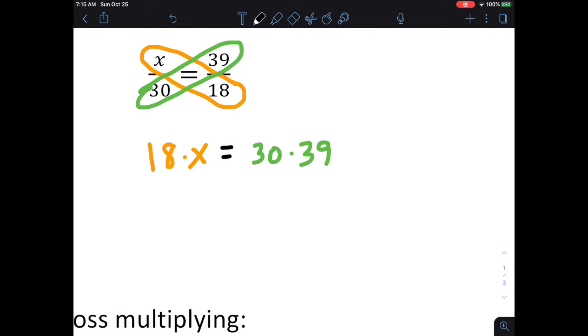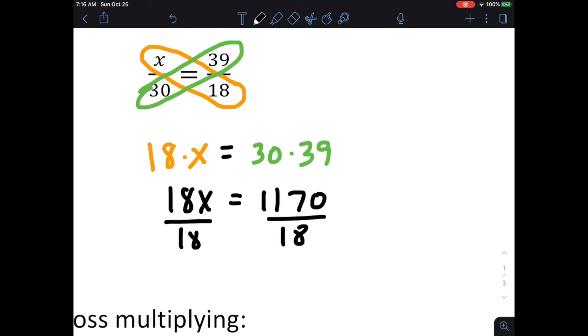Now this one, you might need to grab a calculator. So I'm going to grab a calculator just to be safe. I'm going to simplify, and I'm going to say, it's 18x equals, well, I don't necessarily know what 30 times 39 is off the top of my head. So if I grab a calculator, it's a pretty big number. It's 1,170. And then I'm going to divide by 18. When I divide 1,170 by 18, I end up with x equals 65.